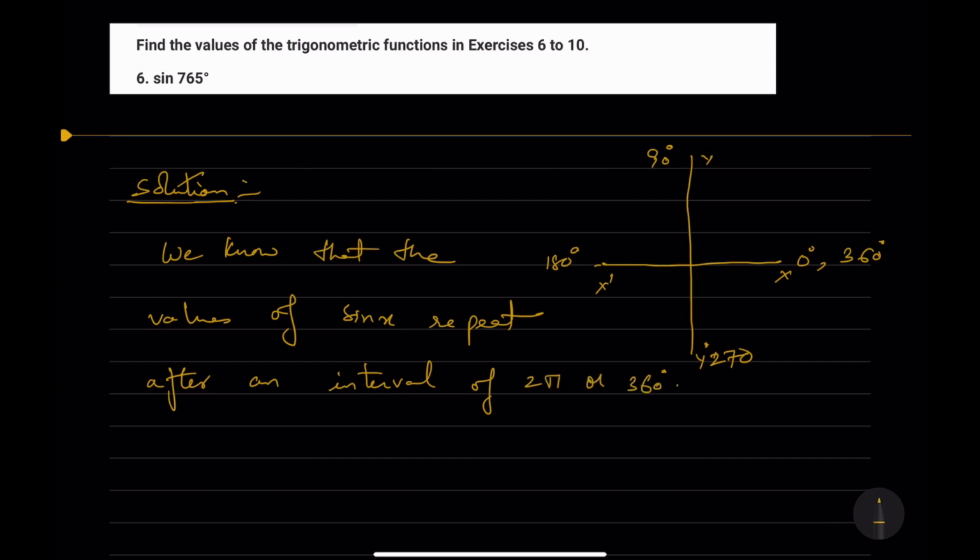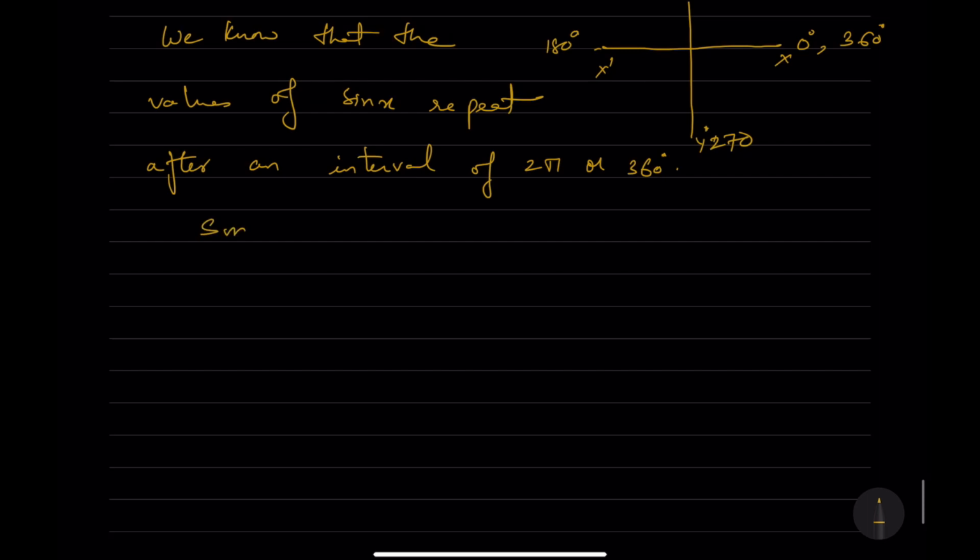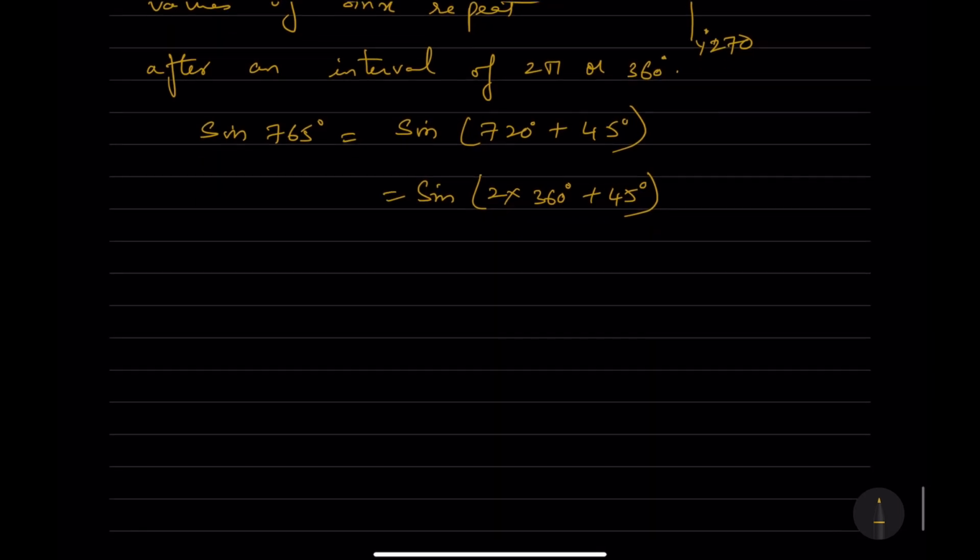So we have that sin 765 can be written as sine of 720 plus 45, isn't it? Which is equal to sine of 2 into 360 plus 45. So therefore here you have this is equal to sine of 45 degrees.